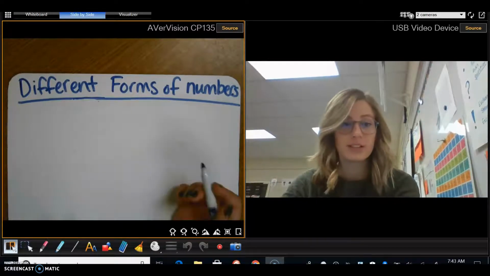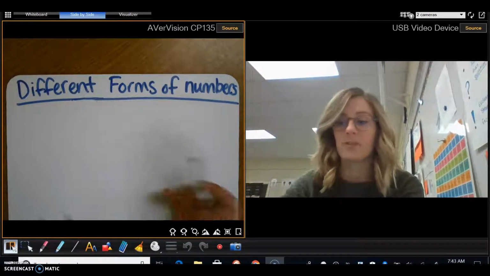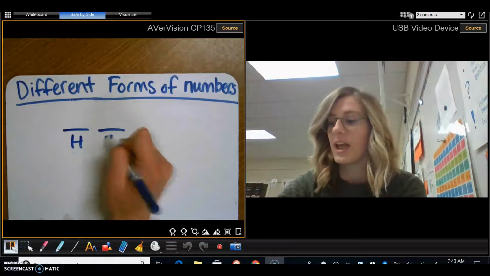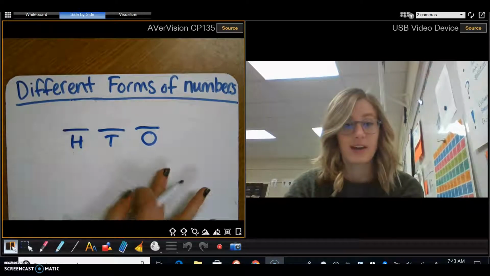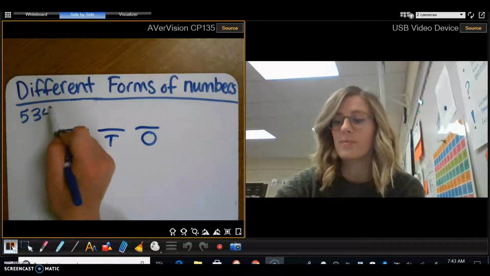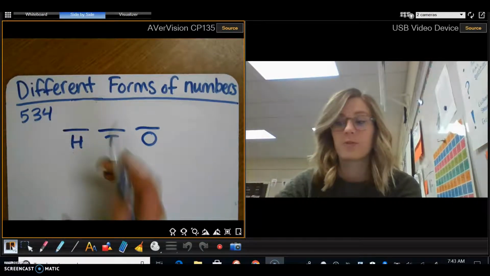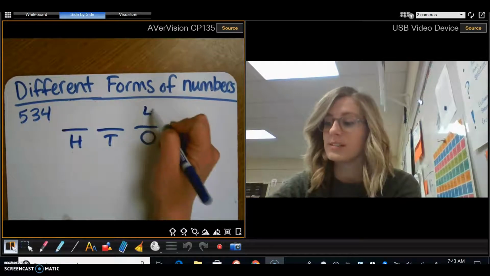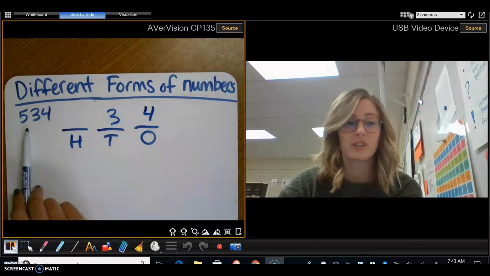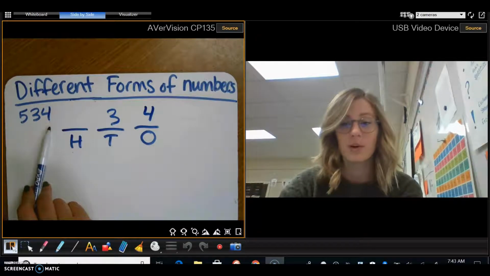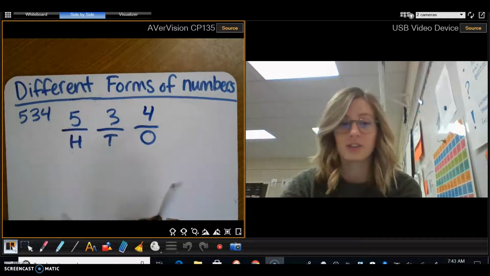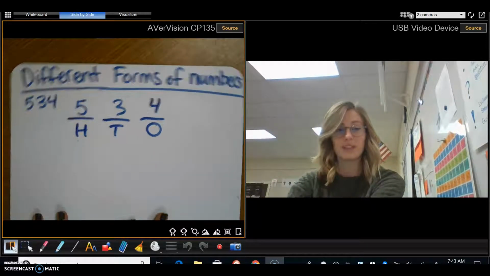One of the ways that we can do this is if we use our hundreds, tens, and ones place value, right? So if I have the number 534, then I know 4 needs to go in the ones place, 3 needs to go in the tens place, because it's 534. So 5 needs to go in the hundreds place, as it is 500. So we have our place value.